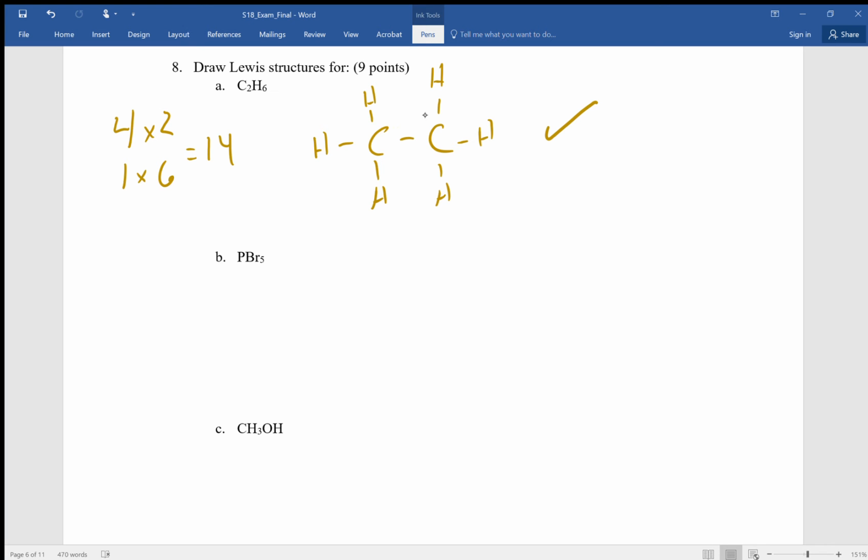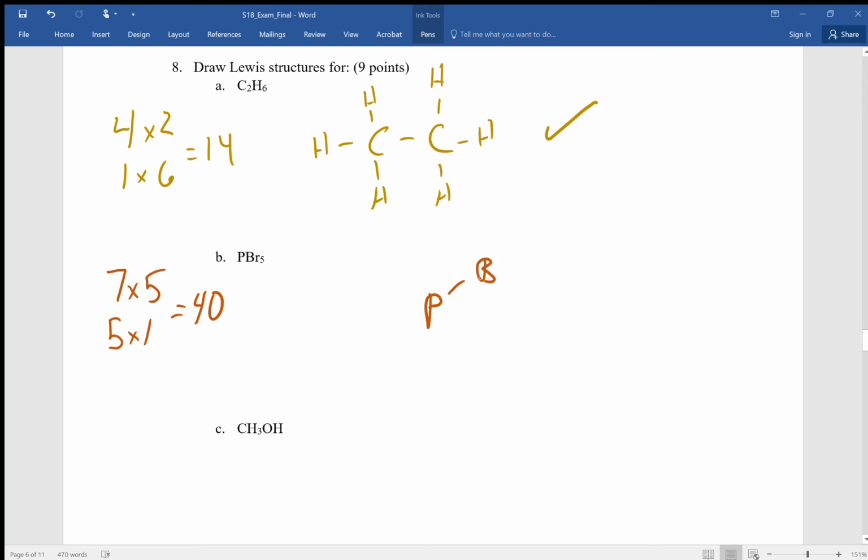With PBr5, this is going to be a little bit more complicated. The reason this is more complicated is we've got a lot more electrons to account for. Each bromine has 7 valence electrons times 5, and phosphorus has 5 valence electrons. So we have a total of 40 valence electrons.